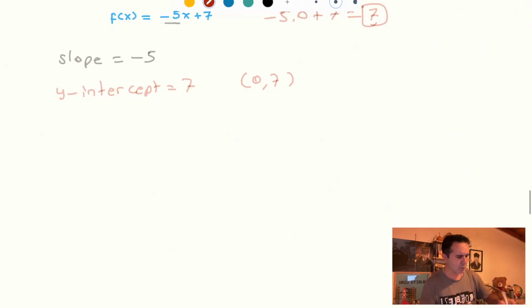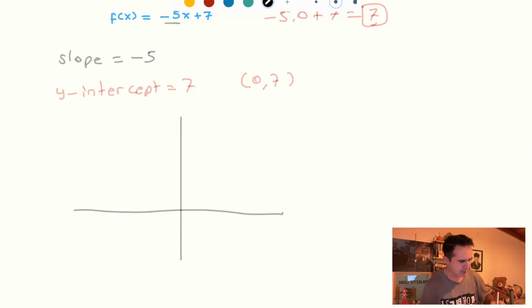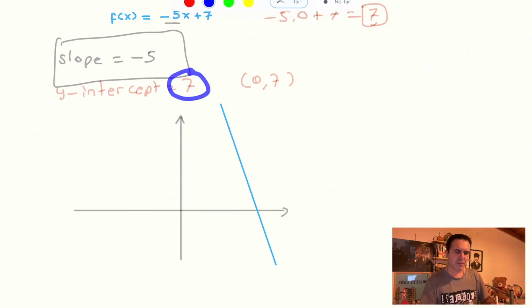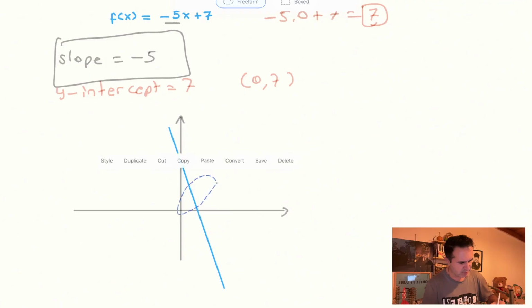If we draw the graph of this line, it will be like that. Because our slope is minus 5, the graph will go like that. But the graph will cross the y-axis at 7, so it will be like that. This is 7.